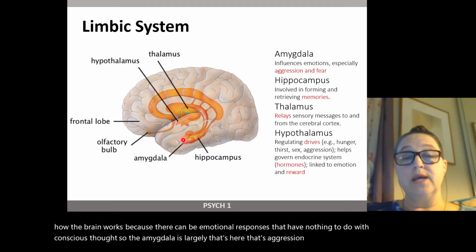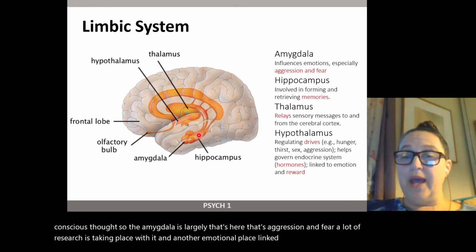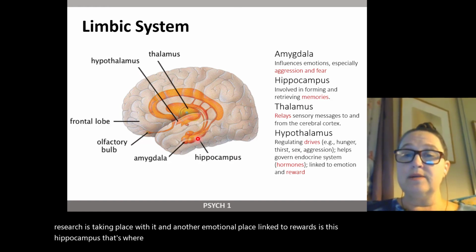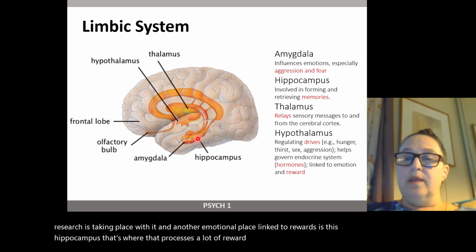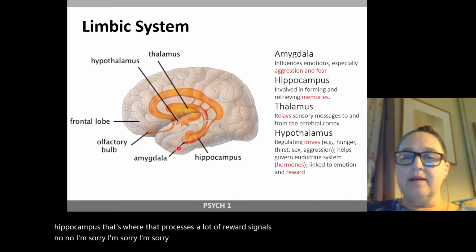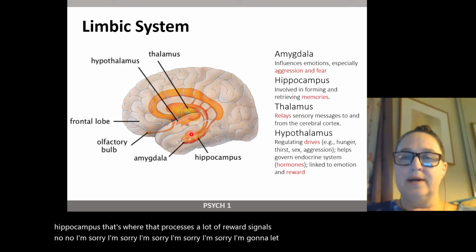A lot of research has taken place with it. And another emotional place linked to rewards is this hippocampus. That's where that processes a lot of reward signals. No, I'm sorry. I'm going to let you edit this out in your mind.